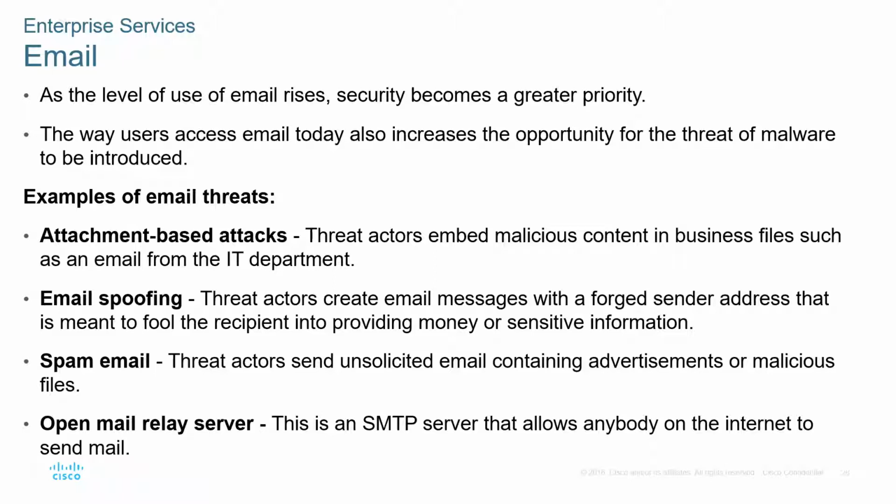You will also see things like email spoofing, in which we create email messages with a forged sender address that is meant to fool the recipient into providing money or sensitive information like usernames, passwords, etc. You'll see spam emails, which are unsolicited emails containing advertisements or malicious files. And then you can also see things go through an open mail relay server. It's an SMTP server that allows anybody on the internet to send mail. And so typically you want to see things only come from authenticated servers.